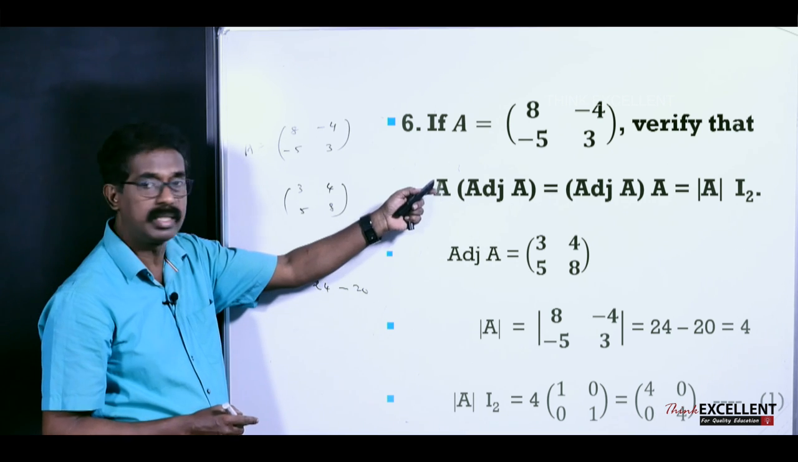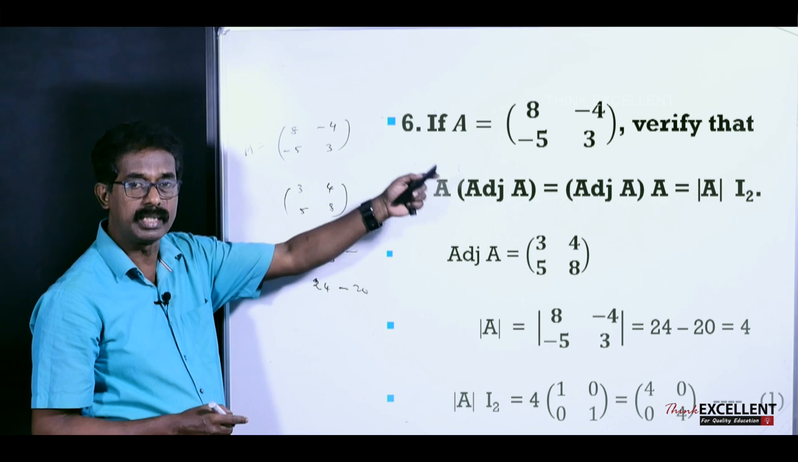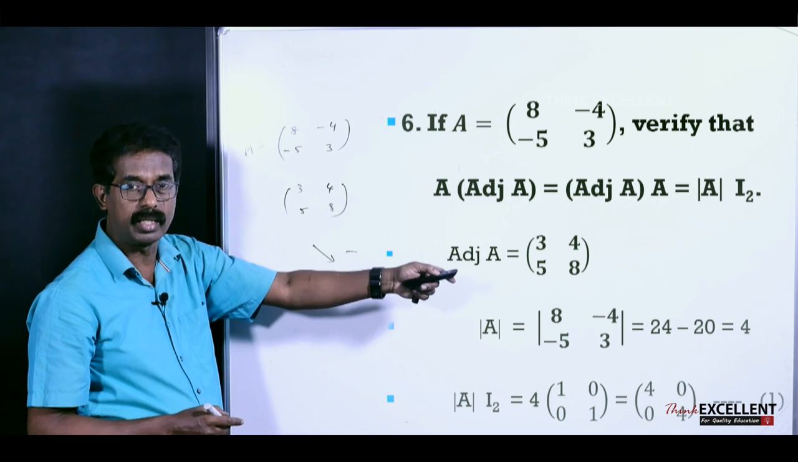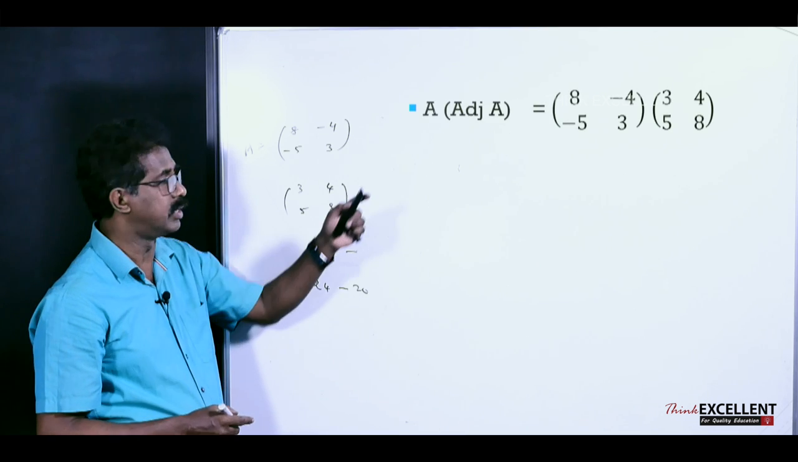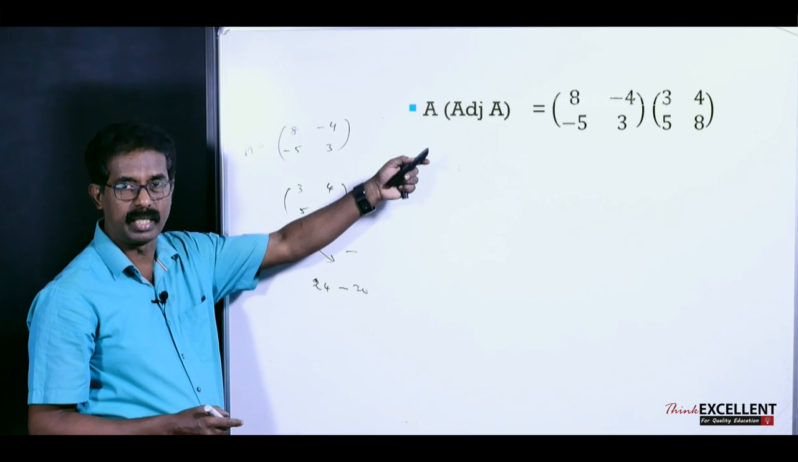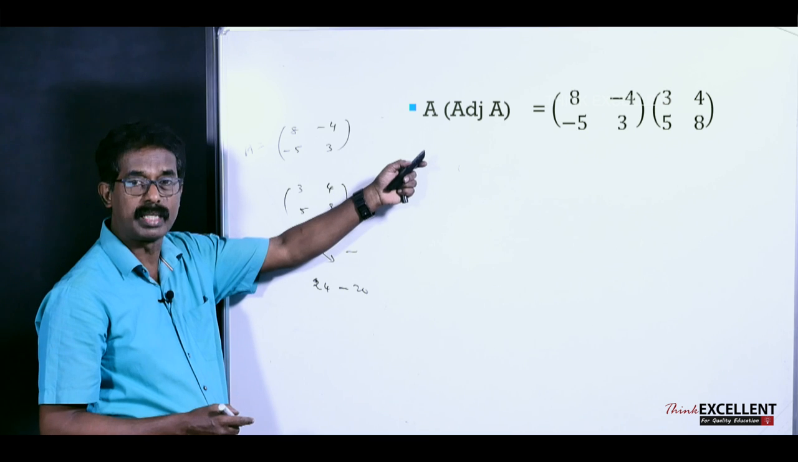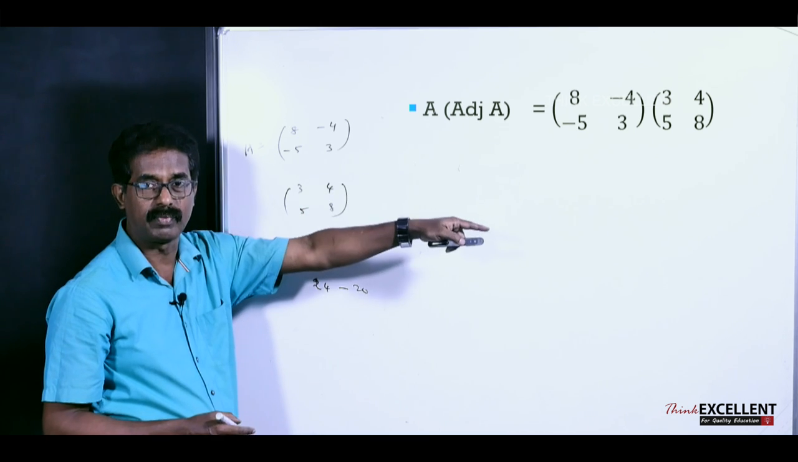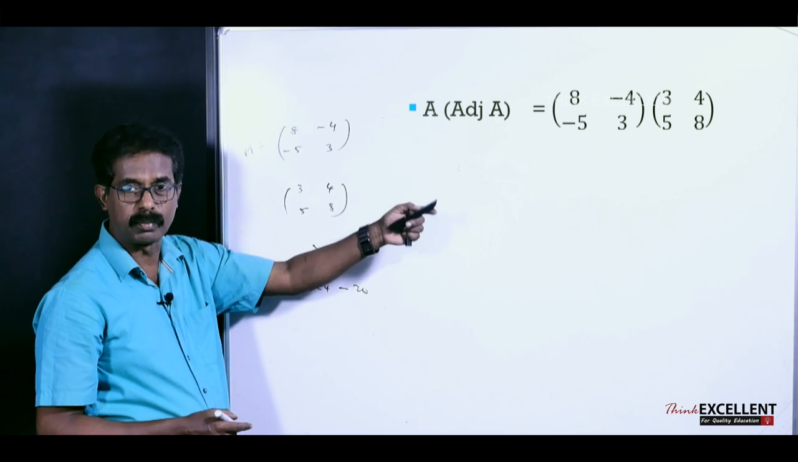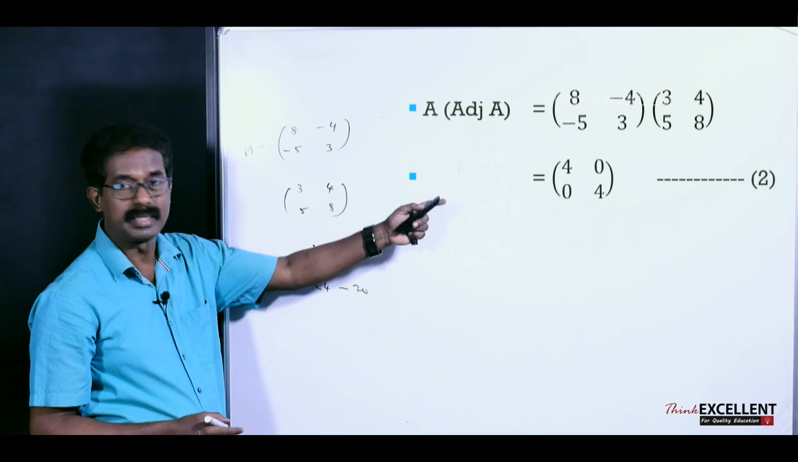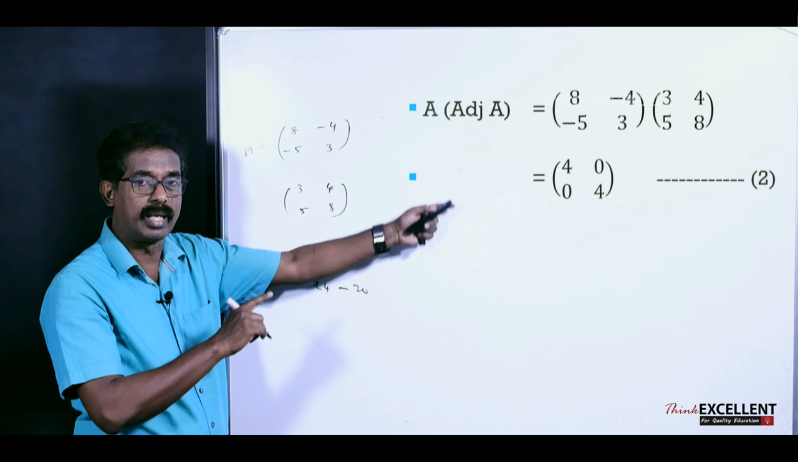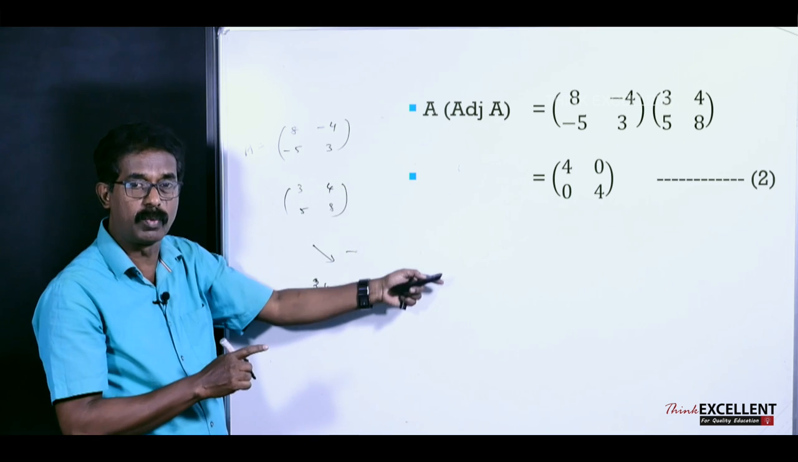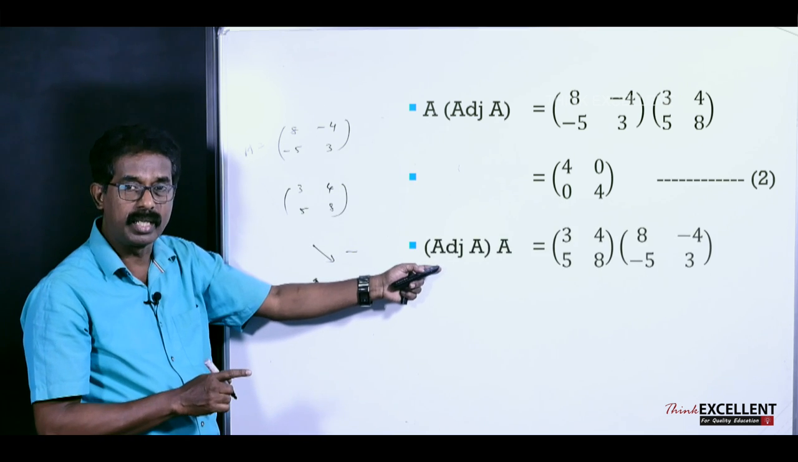So how can you find A into adjoint A? A is given in the question, adjoint A we got here, and you multiply them. You know how to multiply row by column, right? First row, first column, you studied that. So you are getting the same answer, 4, 0, 0, 4. Already we got determinant A into I. Now A into adjoint A is done. One more we want: adjoint A into A.